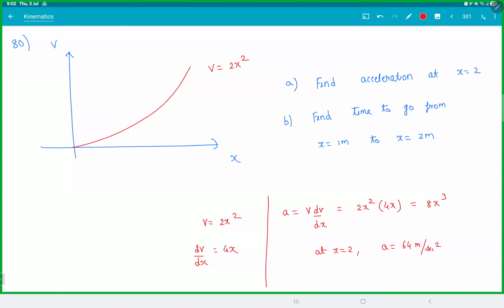Right, get the second part, find the time also. Time is not right.